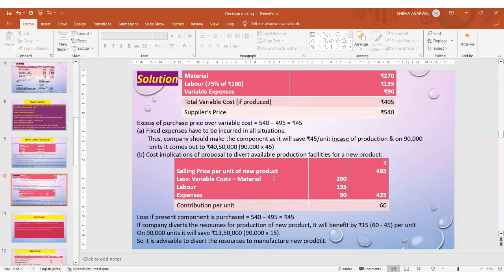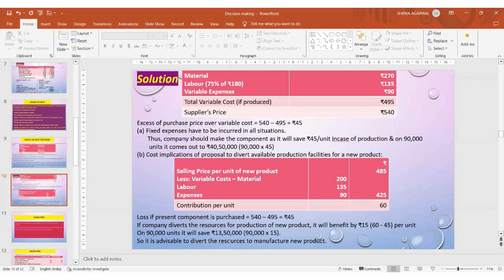In this case, let's see what the options available under the new product are. The selling price per unit of the new product is 485, and the variable cost for manufacturing the new product is material 200, labor 135, expenses 90. So variable cost is 425 and contribution is 60. See, when we were talking about the first case, my contribution was 45. Here my contribution is 60. So I can see the overall contribution is an additional 15 rupees in this case, right? So on 90,000 units, that will come out to be a total of 13,50,000. So it is advisable to divert the resources to manufacture the new product, right?